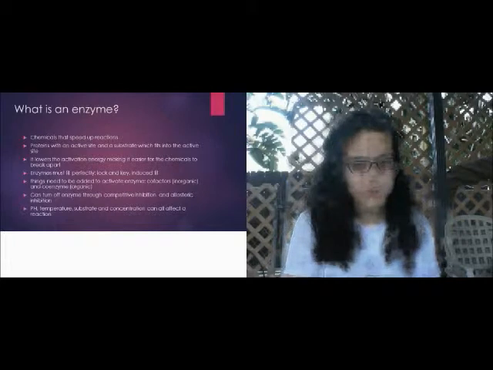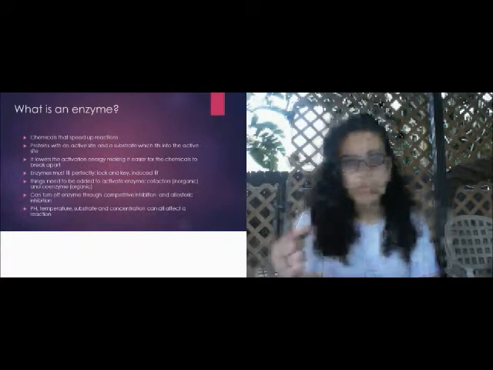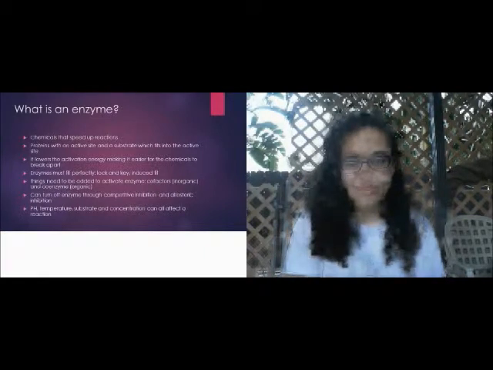They must fit perfectly. There are two theories to this. The first being lock and key, which means that it fits perfectly into it, like a key would fit into a lock, and the other one being induced fit, which means that the active site changes to fit the substrate.